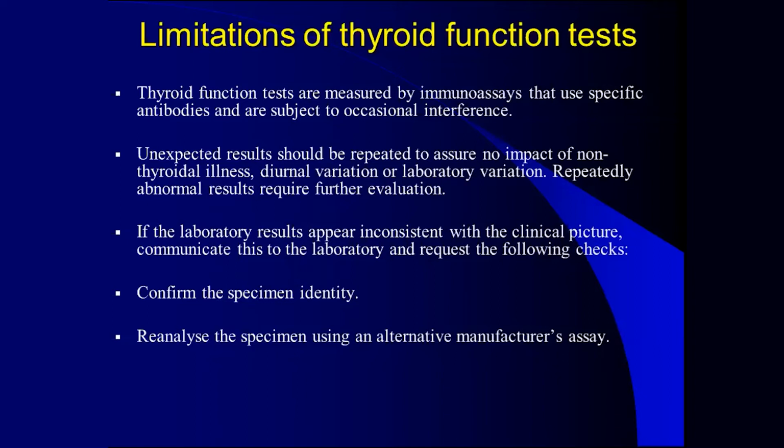And last but not the least, there is laboratory variation, which could be due to imprecision, which is less common, but more commonly because of the systematic difference in the way the immunoassays are conducted. I will discuss this in detail a little later. If the lab results are inconsistent with the clinical picture, you must communicate with the laboratory and request 2 checks. First, confirm the specimen identity using sample audits, and then reanalyze the specimen, preferably using an alternate manufacturer's assay.